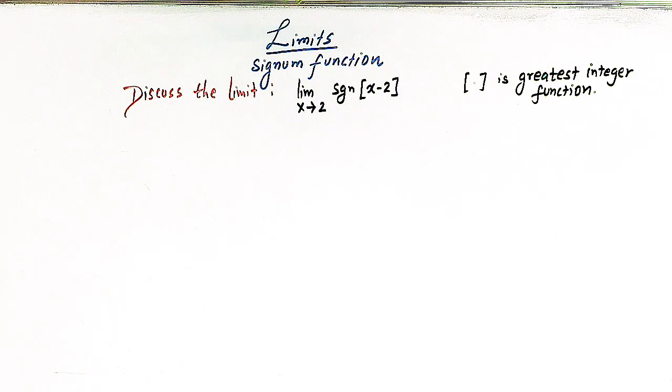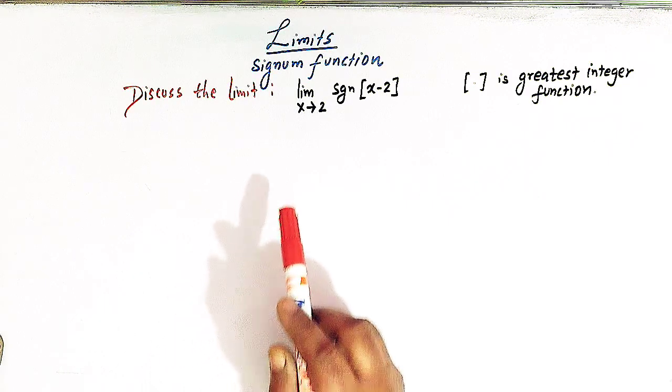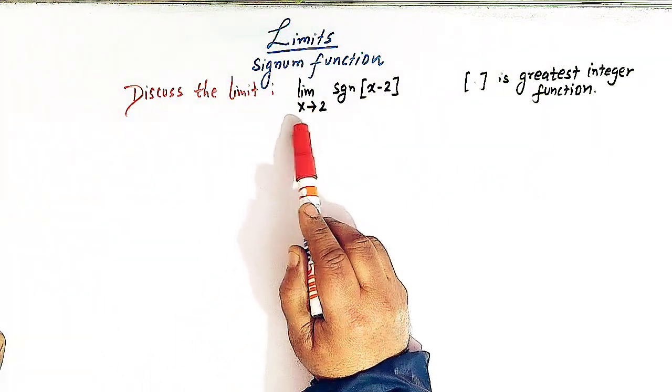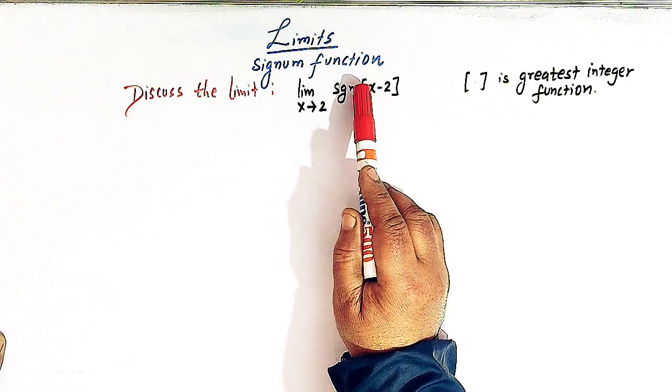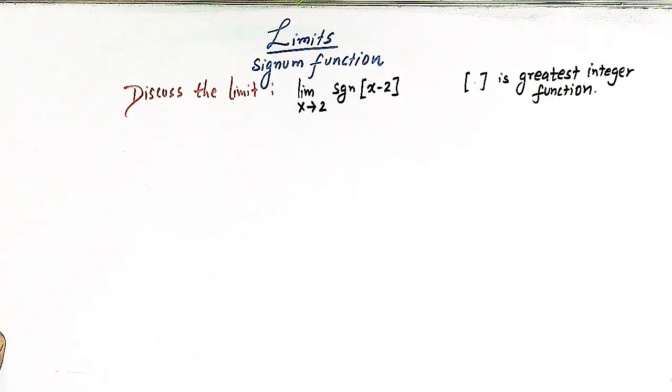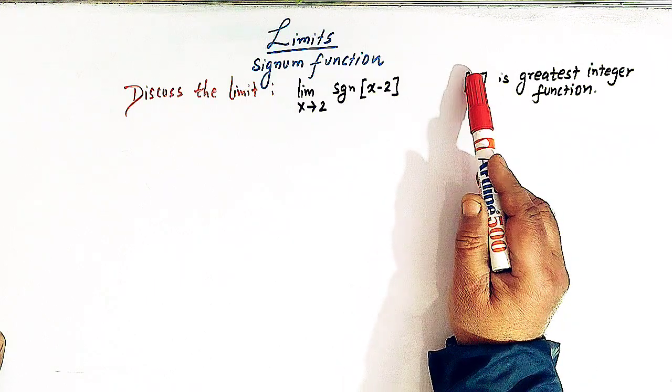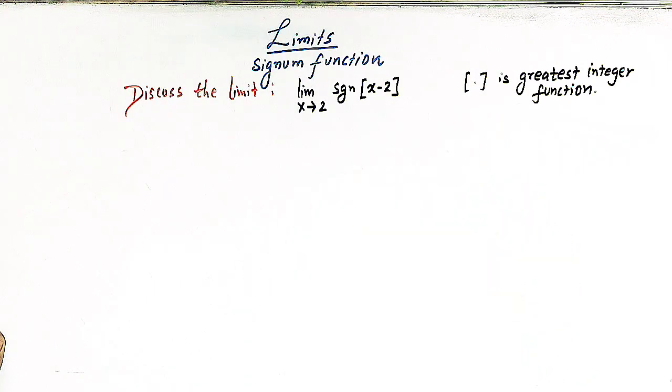Hello viewers, in today's session we are going to discuss another important and conceptual problem from limits involving the signum function and greatest integer function, right? So here we have to discuss this limit, that is limit x tends to 2, and here we have the signum function of greatest integer of x minus 2, right? So here the square brackets denote the greatest integer function.